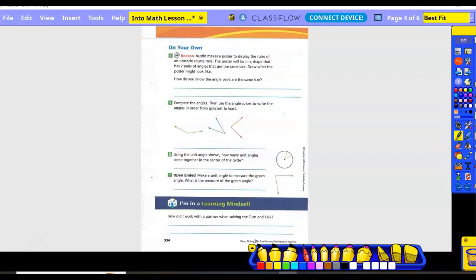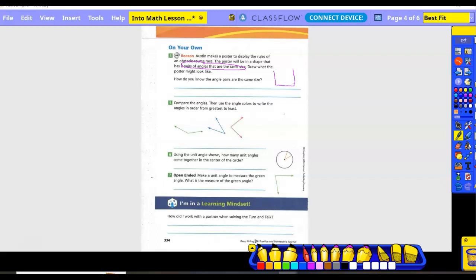On your own, number 4, Austin makes a poster to display the rules of an obstacle course race. The poster will be in a shape that has 2 pairs of angles that are the same size. Draw what the poster might look like. How do you know the angle pairs are the same size? So to get us 2 angles that are the same size, would 2 90-degree angles be easy?